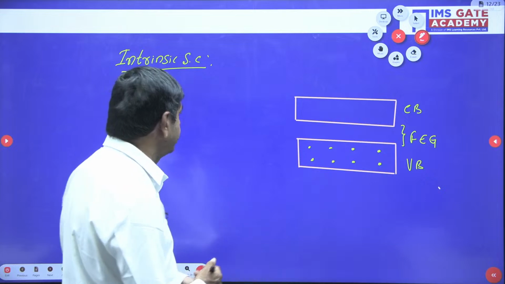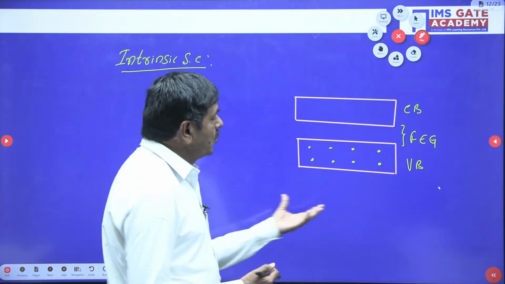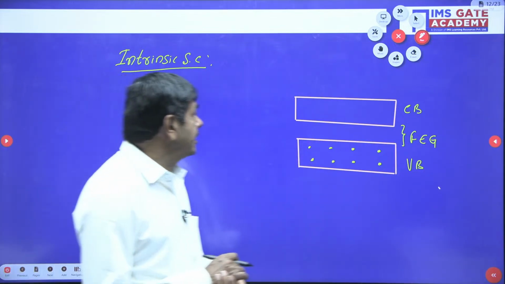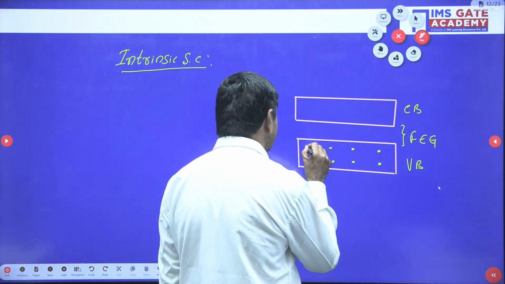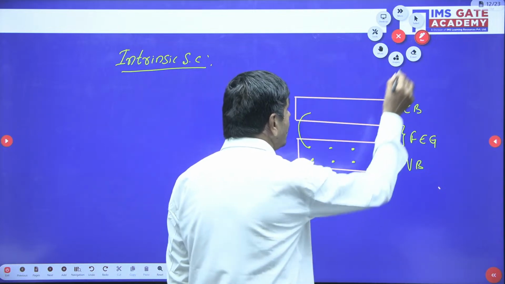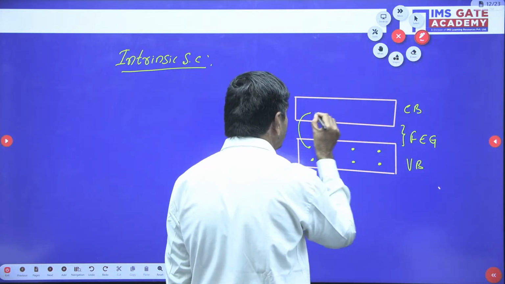I already gave the semiconductor definition. I said that it is a pure type of semiconductor. Slowly, I increase the temperature here now. When the temperature is increased, what is going to happen? Electrons are going to move from the valence band to the conduction band, and they will occupy this.